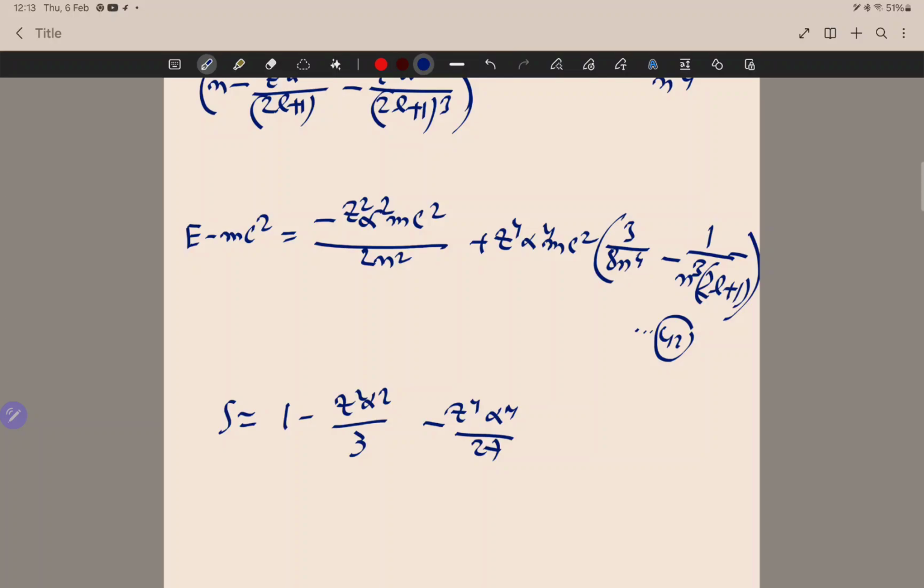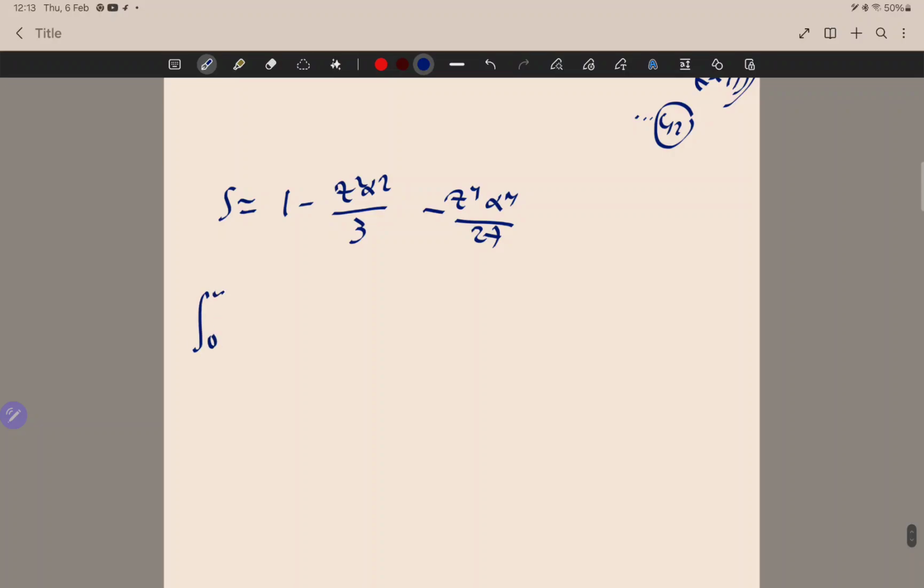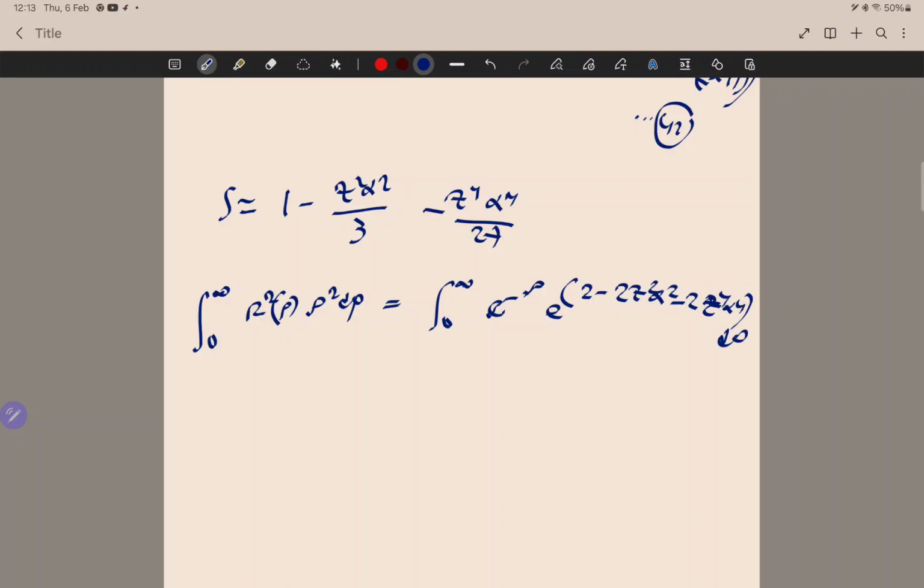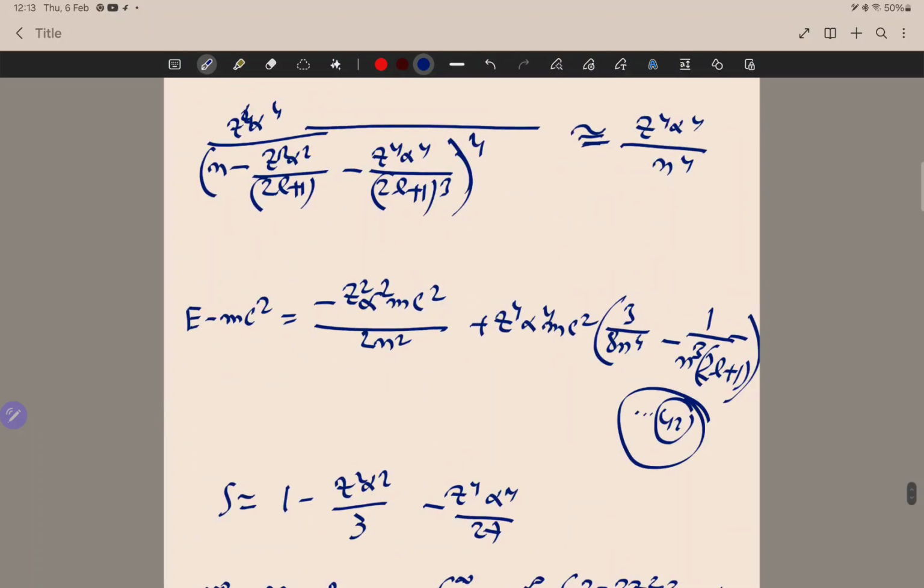So, we reconcile this by noting the measure of the integration is rho square d rho. So, we have the integral from 0 to infinity of R of rho square d rho equal to the integral from 0 to infinity of e to the power minus rho, rho to the power 2 minus 2z square alpha square minus 2 z to the power 4 alpha to the power 4, d rho, which is equation number 43, is convergent.